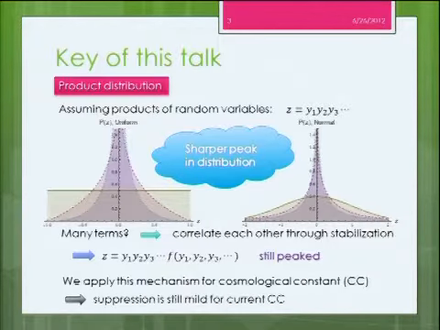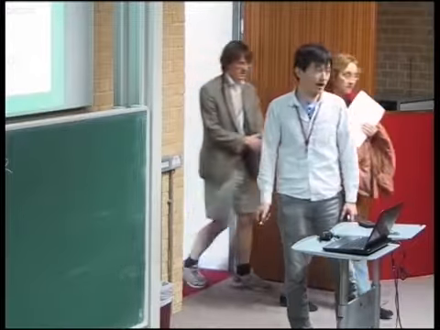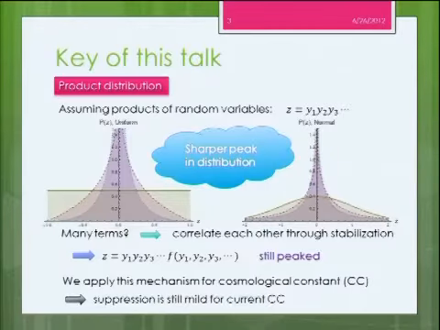The key point is the so-called product distribution. For example, if we assume this z parameter is given as the product of random parameters, y1 times y2 times y3 or something like that, and let's assume, for example, a uniform distribution for each variable, then the product distribution gives us a sharp uptick towards the z equals 0 region. Once we multiply more variables, let's say 3, we see a much sharper uptick. The same is true for normal or Gaussian distributions.